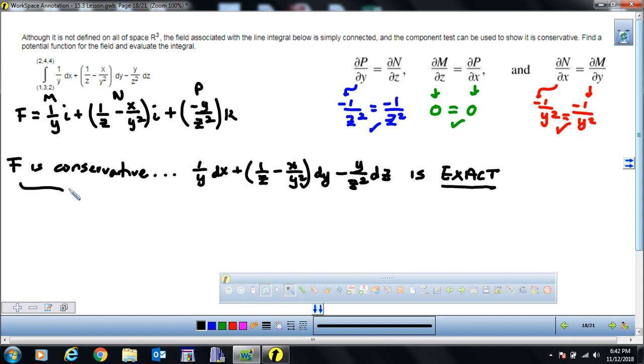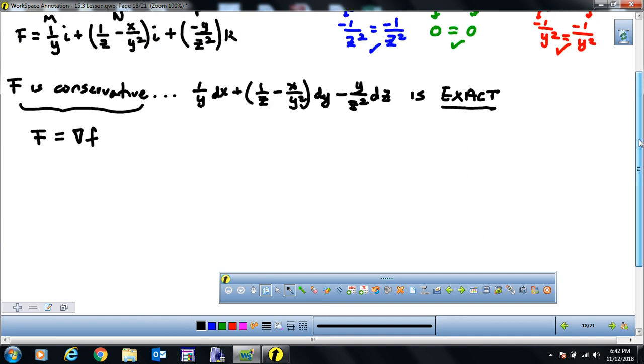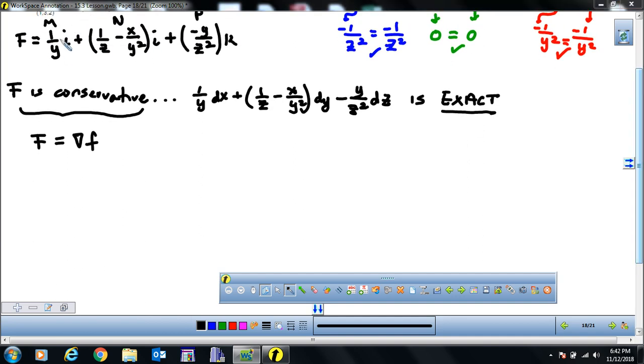Okay, and by the function, the field being conservative means that it is equal to the gradient of some potential function f. And by the gradient of some potential function f, that means that this component is the derivative of some potential function with respect to x. This component is the derivative of some potential function with respect to y, and this component is the derivative of some potential function with respect to z.